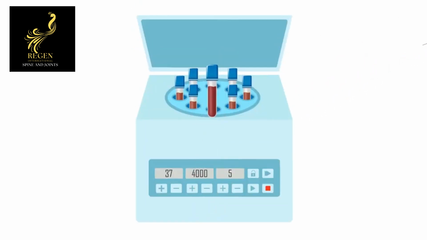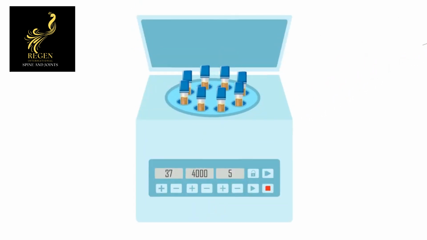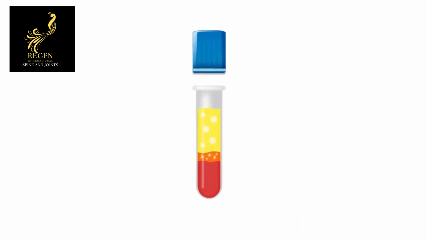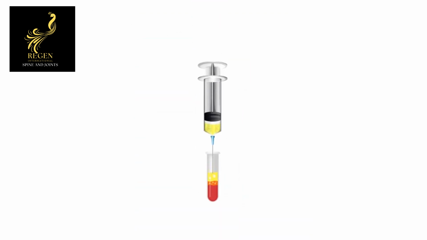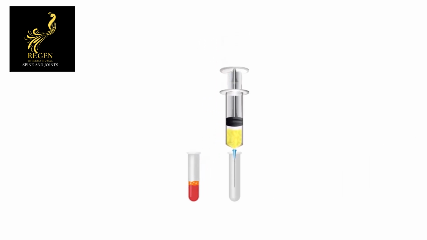The aspirated tissue is placed in a centrifuge where it's spun at low speed to separate out the fatty tissue from any free lipids, and from the tumescent fluid injected at the beginning of the procedure.